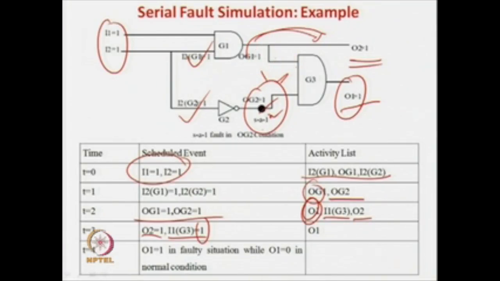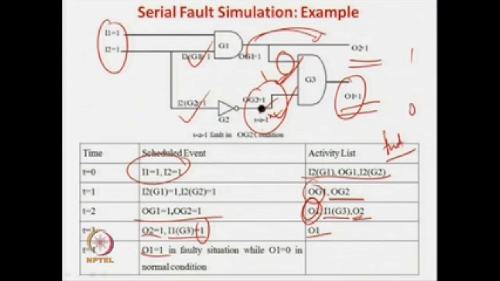So, in the second step the value was not ready, so we could not compute it, but now in the third step this value of O1 is ready. The value of step number 3 is also there, so we can compute O1. Now this is in the activity list, and in the fourth stage O1 equals 1. So the fault is captured, because in the normal case the answer was 1 and this answer was 0. So, fault is detected.